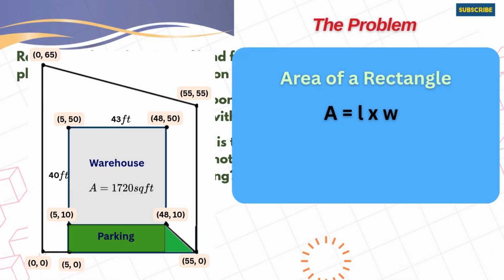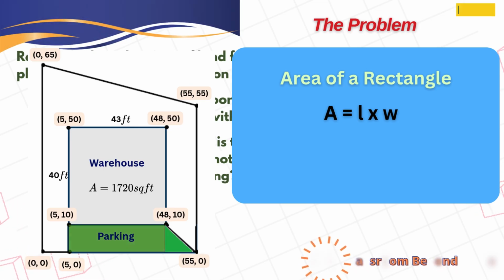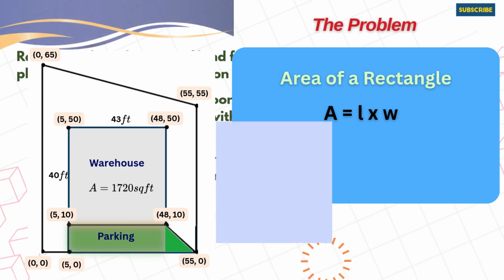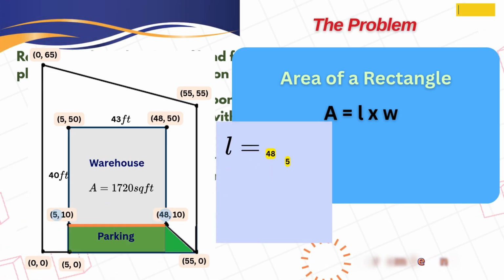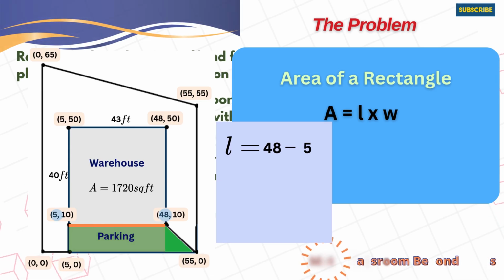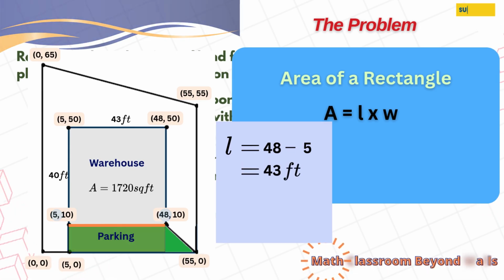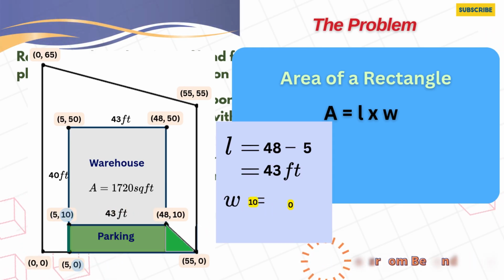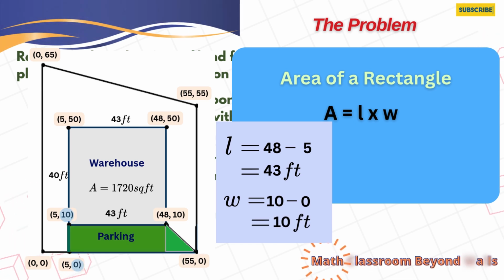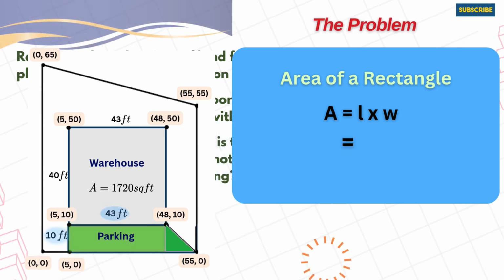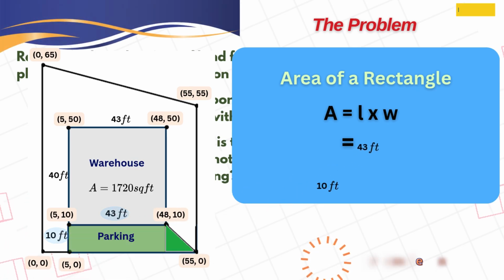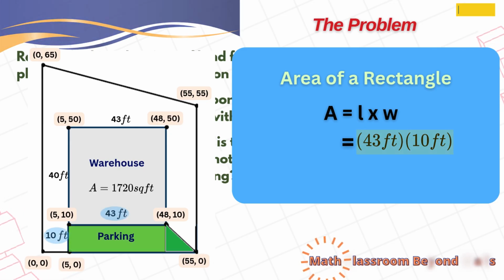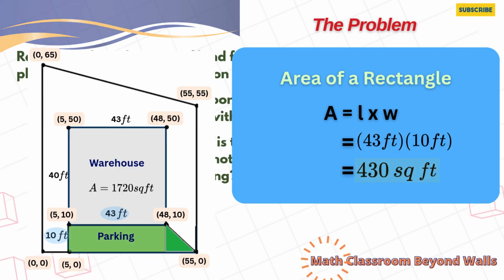We start with the rectangle. Again, we need 2 sides to get the area, the length and the width. Getting the length, we have 48 minus 5. And this is 43 feet. For the width, we have 10 minus 0, which is 10 feet. We now plug in the values into the formula for the area of a rectangle. We have multiplying 43 feet and 10 feet gives us 430 square feet.